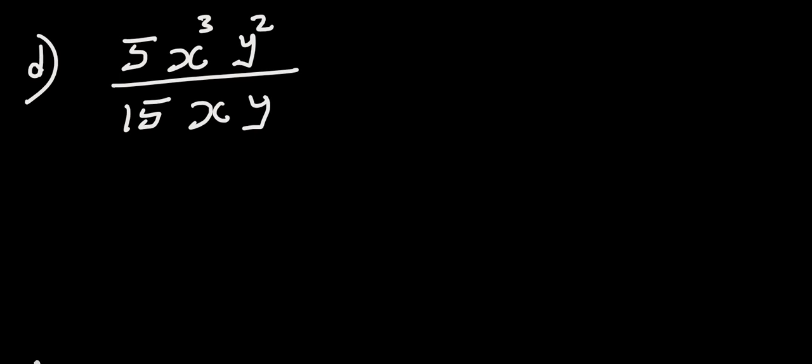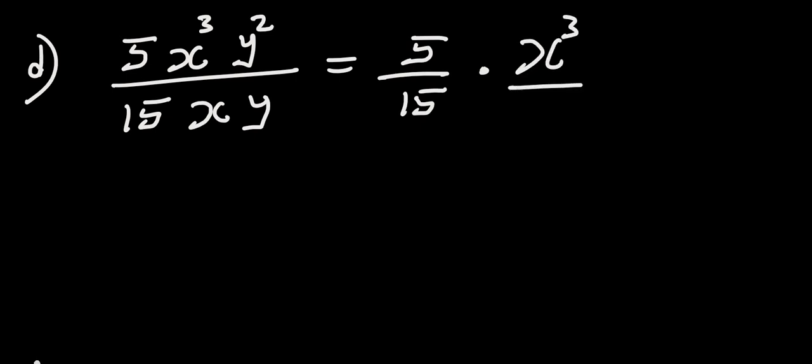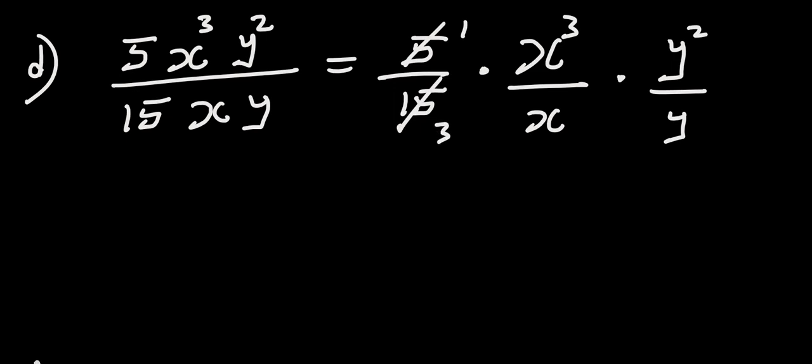Question D, we have 5x cubed y squared over 15xy. So just rewrite them individually. So 5 over 15, and let's use dot multiplication, times x to the third power over x times y squared over y. Now 5 into 5 is going to give us 1, and 15 divided by 5 is 3. So this is going to give us 1 over 3.